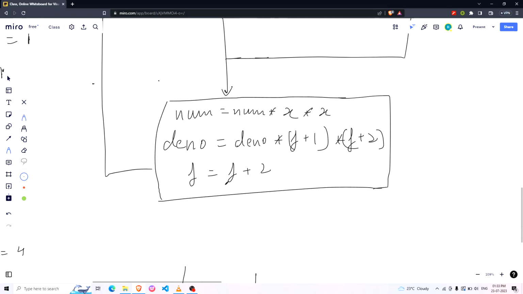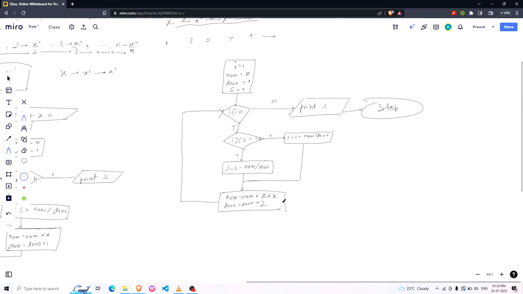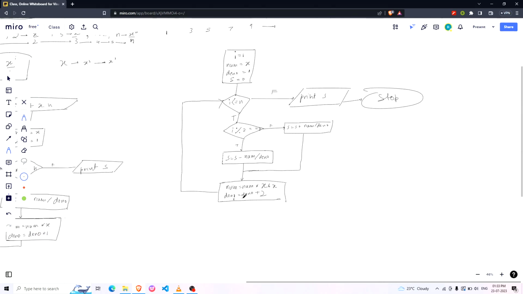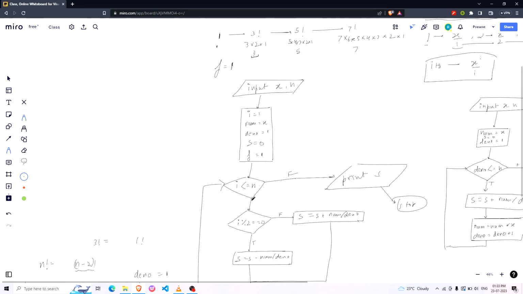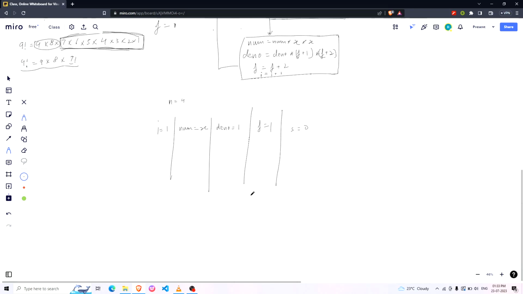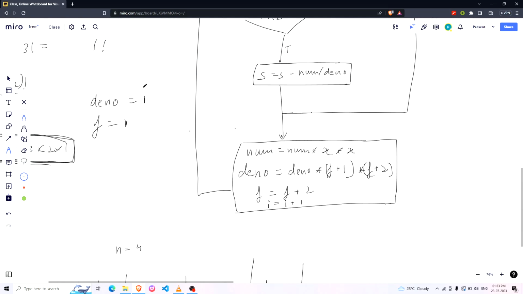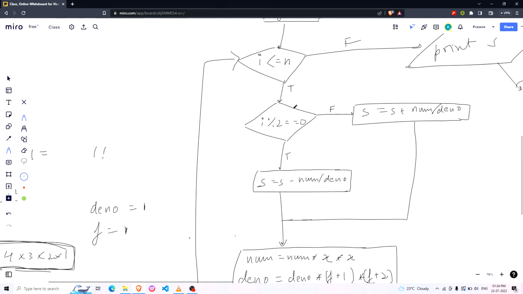And one more thing which I forgot here is that we will increment I also, I equals I plus 1, and for the second flowchart also we need to increment I every time, I equals I plus 1, which is very important, otherwise we'll be stuck inside the nested loop, right? So I equals 1, and we'll check if I is less than or equal to n. 1 is less than or equal to 4, exactly, so we'll go into the true condition.